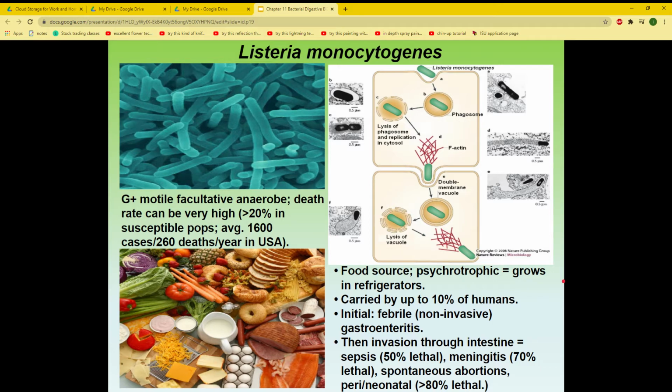But then it can also make its way from the gastrointestinal tract into the rest of the body. And then you can have some very serious problems by the fact that it can actually invade through the intestinal wall. That's going to generate bacterial sepsis, meningitis, as it gets into the nervous system of the brain, spontaneous abortions, all kinds of nasty things with this one. And so it is, again, another reason that sanitation and proper handling of food is so critical.